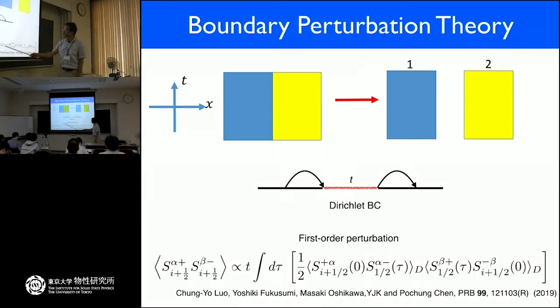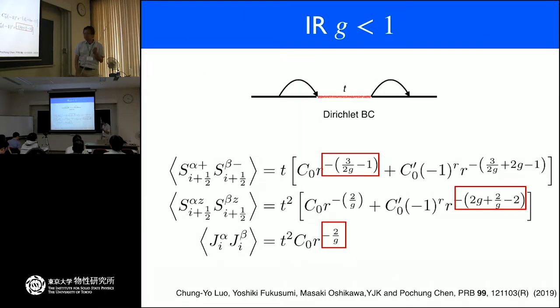And so to get these sublinear corrections, one can just do this first order perturbation. So there will be some tunneling coming out of this wire and go back. With this, Yoshiki was able to obtain those correlators, and we can identify different leading exponents. Okay. And I just list them.